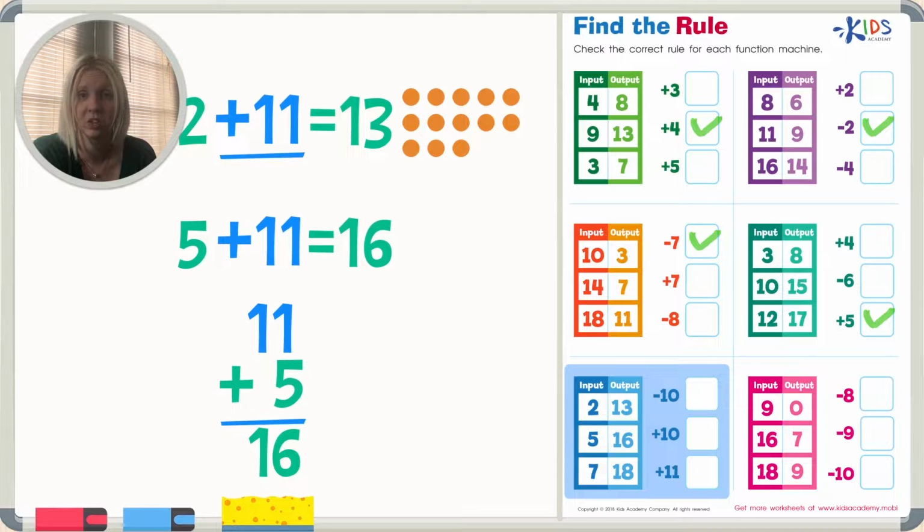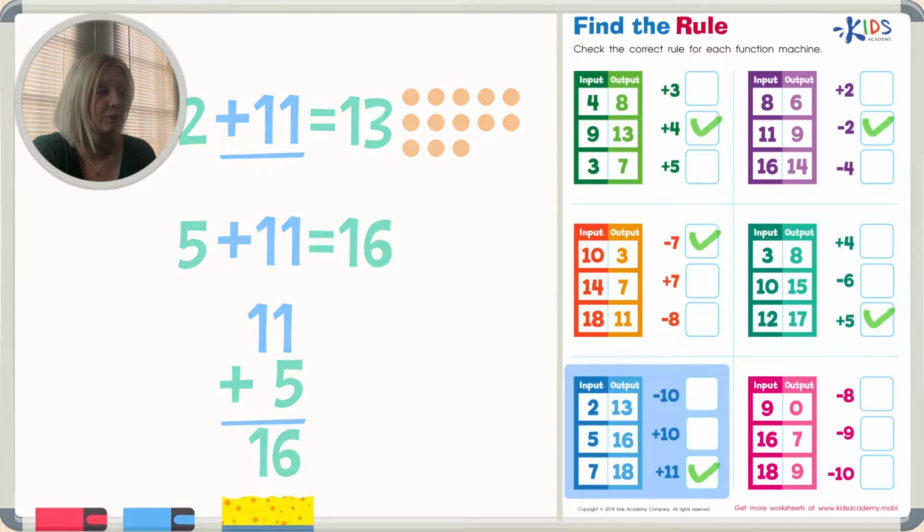I'm not even going to check the last one. Once you get the hang of it, I think sometimes you can skip and not do every single one. But it's good to check at least one more. So I think this is correct. We've got plus 11 right here. And then we've got one more function machine.